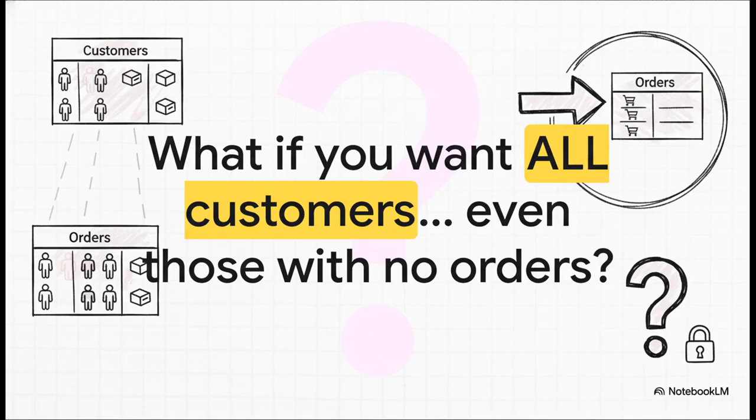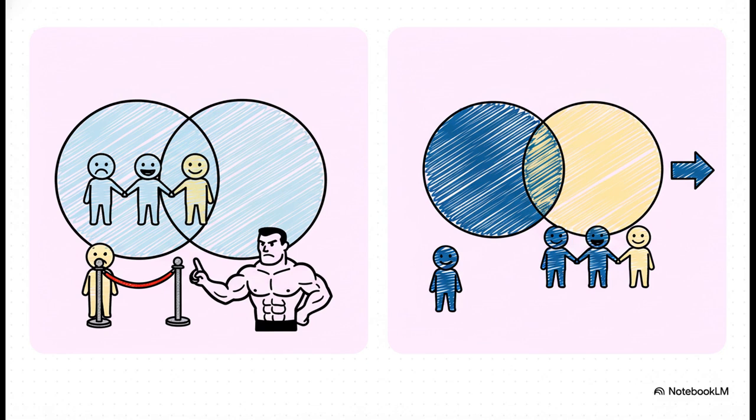So, picture this. You run a query to see your customers and what they've ordered. But something's weird. You know you have more customers, but the ones who haven't bought anything just vanish from your results. A regular join just can't show you the whole story. So, how do we fix that? Well, it all comes down to the kind of join you use.